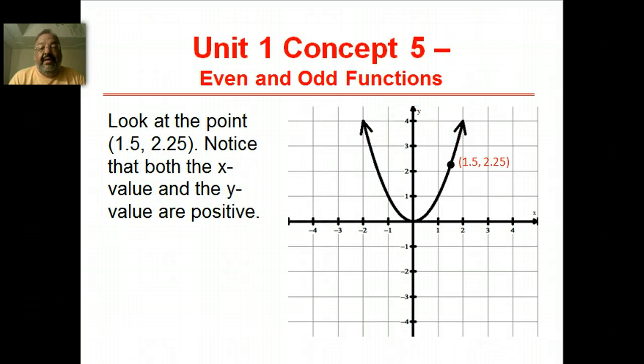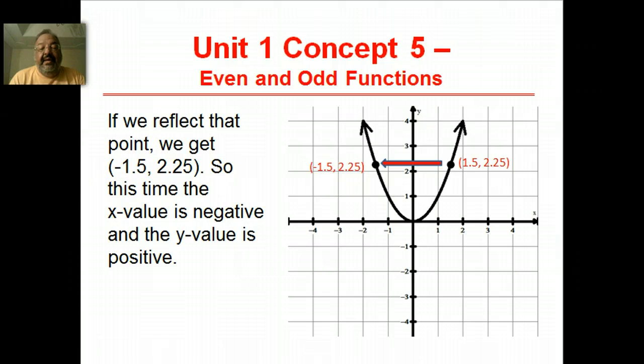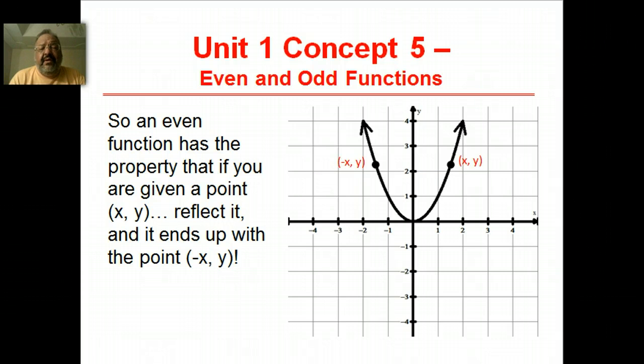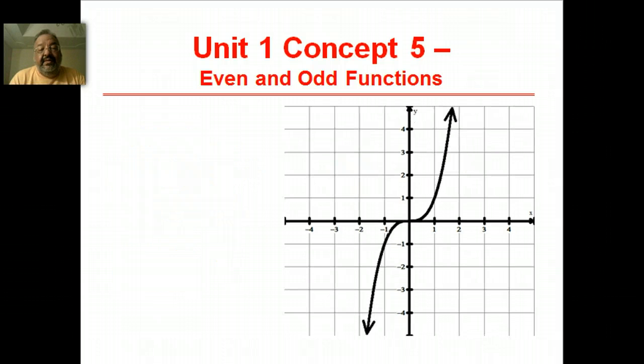Okay, so look at this point here, 1.5 and 2.25. It's on the graph, it's on the parabola. And when I reflect it across the y-axis, that point becomes this point, negative 1.5, 2.25. So basically what happens is that the y value stays the same, but the x value changes. The sign of it changes. So an even function that starts out with a point x, y on the graph, when you reflect it across the y-axis, is going to have the point negative x, y. It'll always change like that.